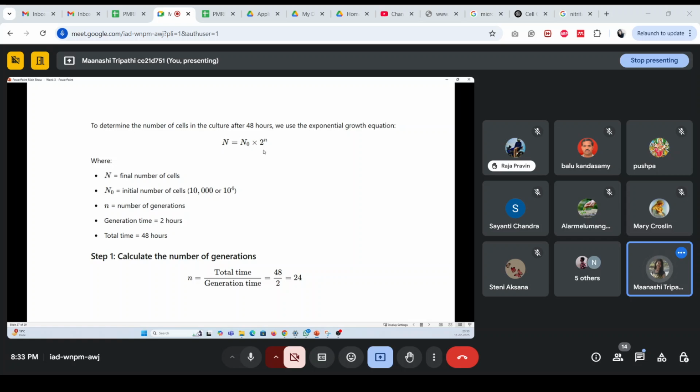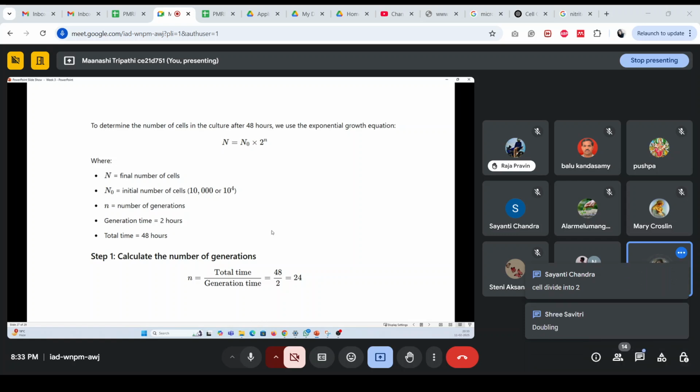Why is 2 there? Is there anyone who can answer? And is there any chance that other than 2 we can use any other number? Yes, correct. We are just talking about binary fission. That's why we are using 2, because one cell is converted to 2, 2 to 4, like that. Just because we are talking about binary fission, we are using 2. If it is multiple fission, then we can use other numbers as well.